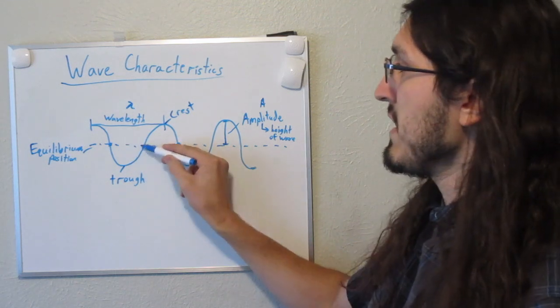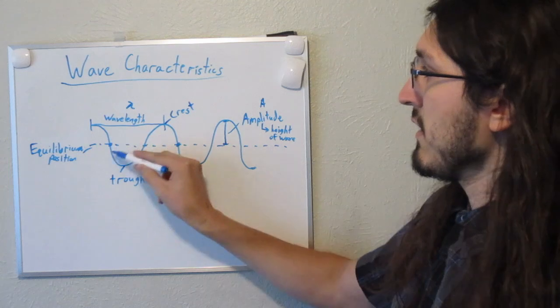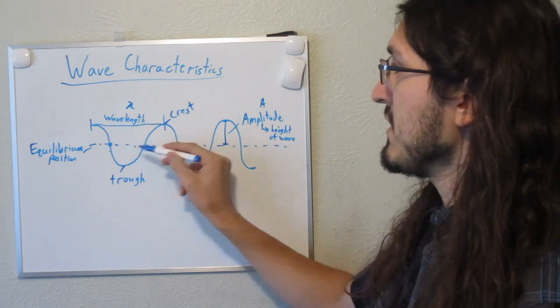I can see the distance from here to here is just half a wave because it's not repeating itself right here. It's doing the opposite. It's going from positive to negative to positive.